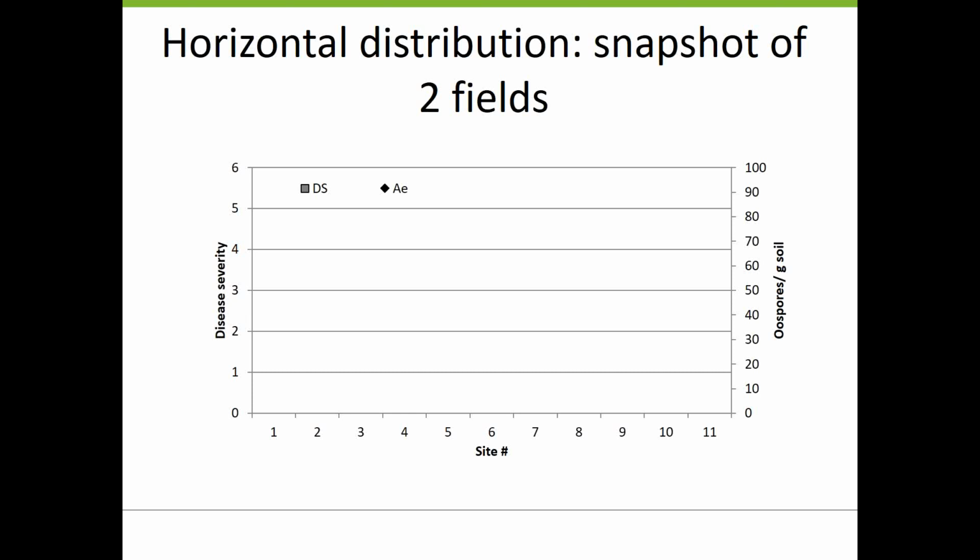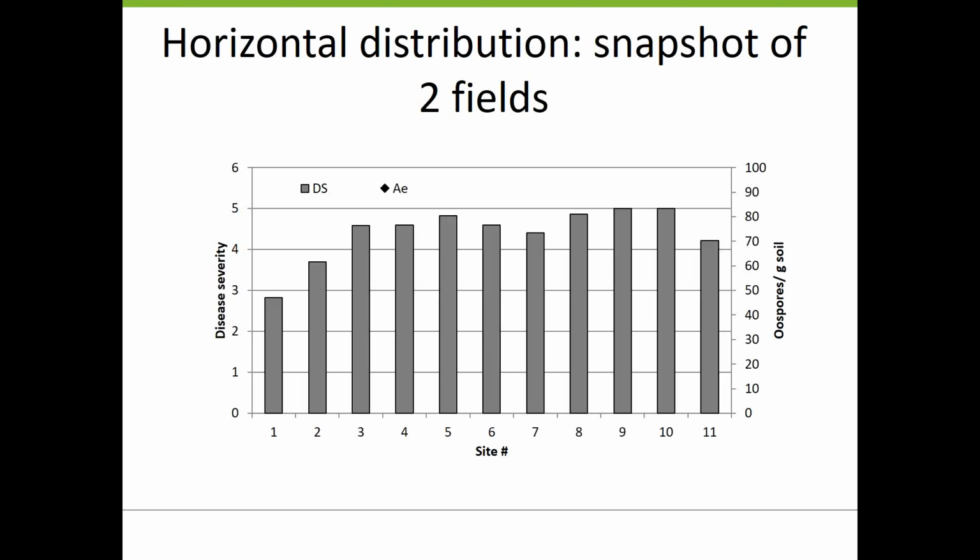And so what we saw in one field, or this was one type of field, was that when we looked at a site from 1 all the way to 11, all of our 11 sites, we saw very high disease severity. And this is showing, the gray bars here are showing the results of our greenhouse bioassay and the disease severity.